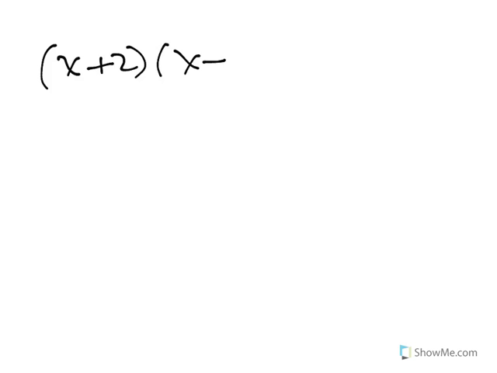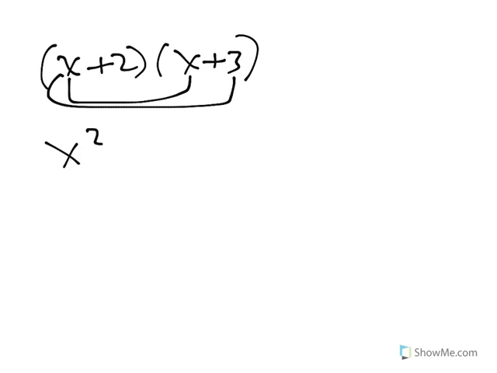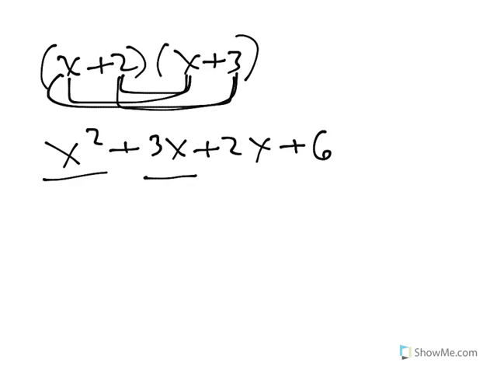FOIL. When you do FOIL, you get x squared, that's the firsts of each parentheses. The O, the outers, are x times 3. The inners are 2 times x. And the lasts are 2 times 3. We end up with 4 terms before we combine like terms.